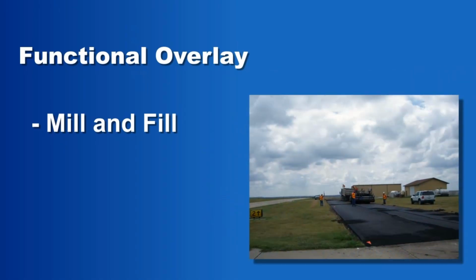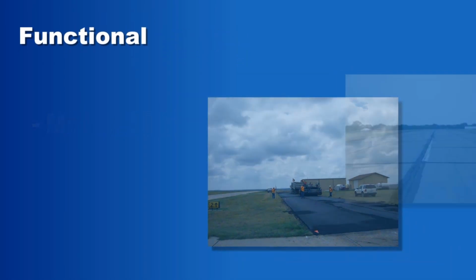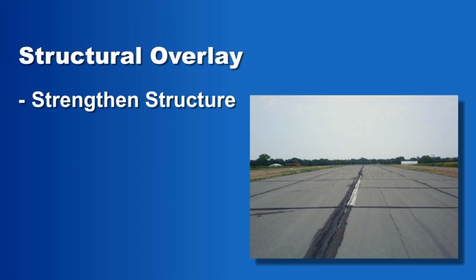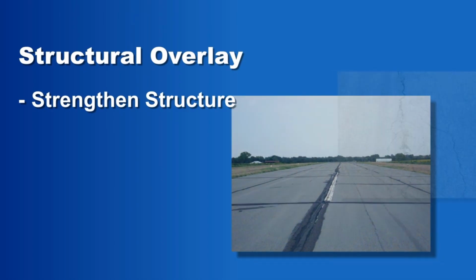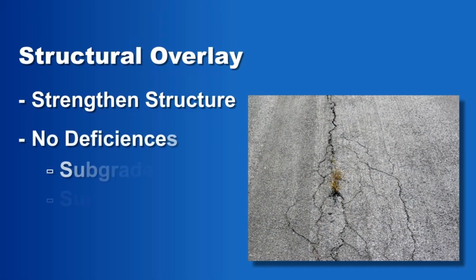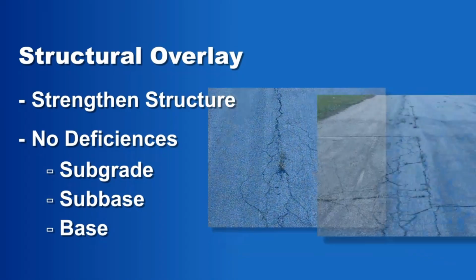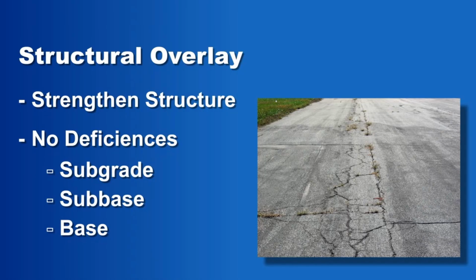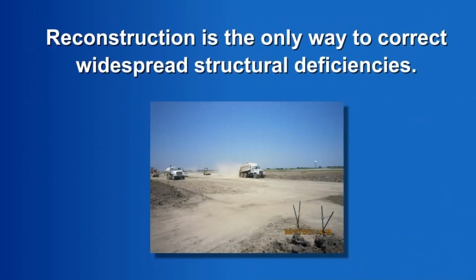A functional overlay does not change the structural capacity of the pavement, but will improve the surface friction and restore the wearing surface. A structural overlay may be required if traffic has changed in frequency or composition. Note: a structural overlay will not correct deficiencies in the existing subgrade, subbase, or base layers. Reconstruction is the only way to correct widespread structural deficiencies.